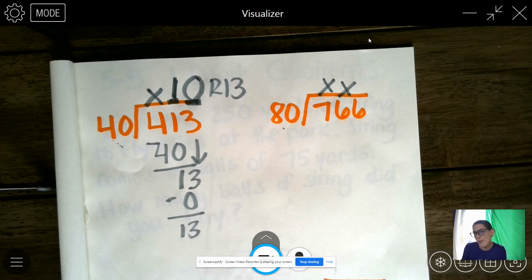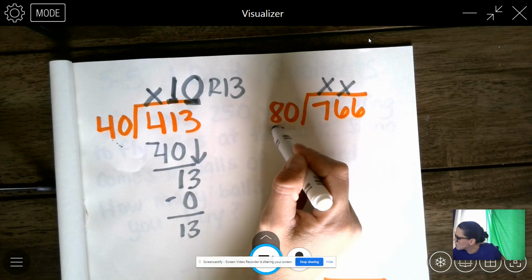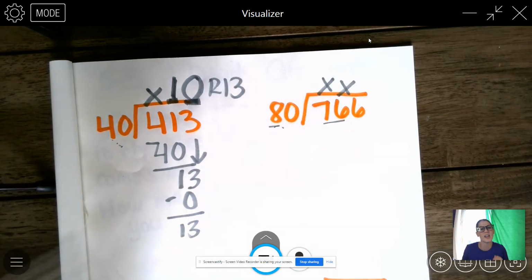So I could count by 80s. I could do what I used to do when I was a little kid, which was on the side of my paper, I would do 80 times 3, figure it out. 80 times 4, figure it out. 80 times 5, figure it out. And that just took way too long. Like, who wants to sit there and just do all that extra work? So I'm going to kind of look at just my 8 and just my 76.